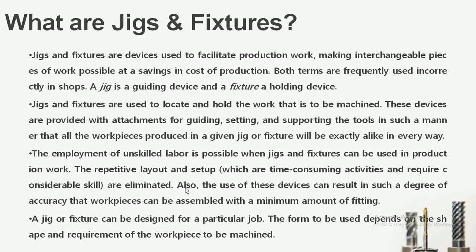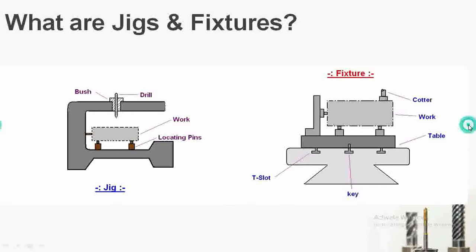Also, you can see a jig and a fixture is nothing but a design consideration. Here, a jig and a fixture can be designed separately for each and every particular job. That is the form, or you can say the type of jig and fixture used, that varies for different jobs depending upon the requirement and the workpiece to be machined.